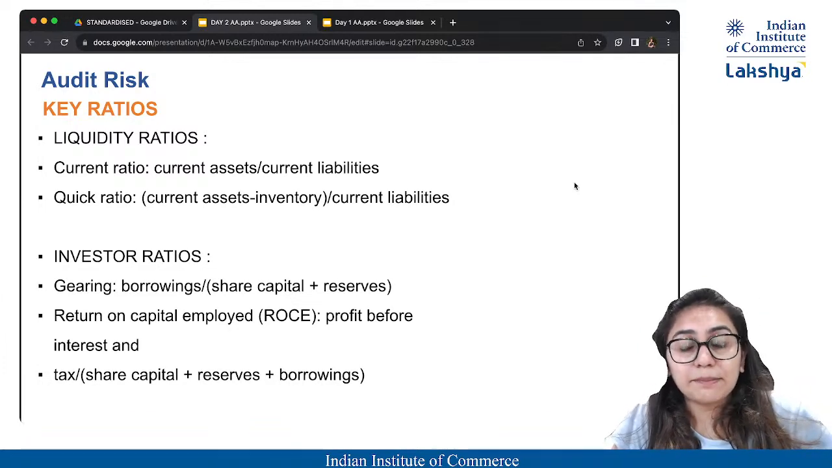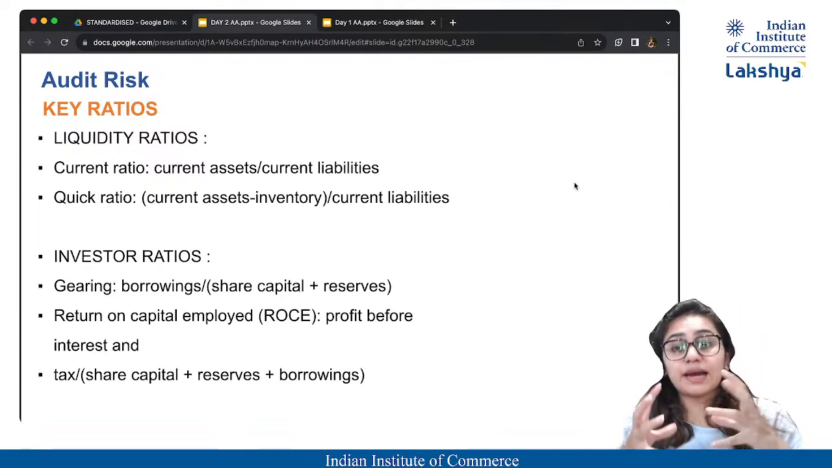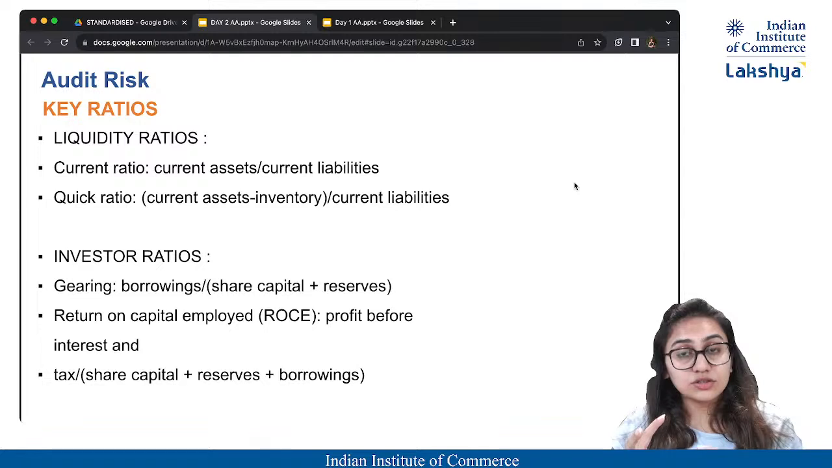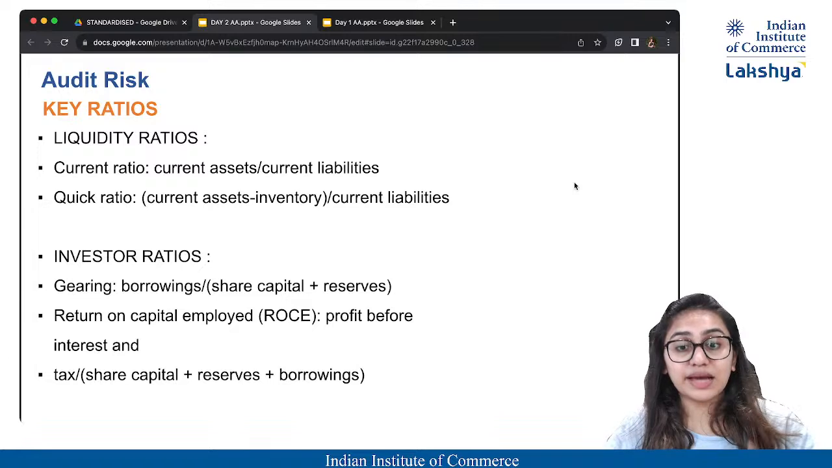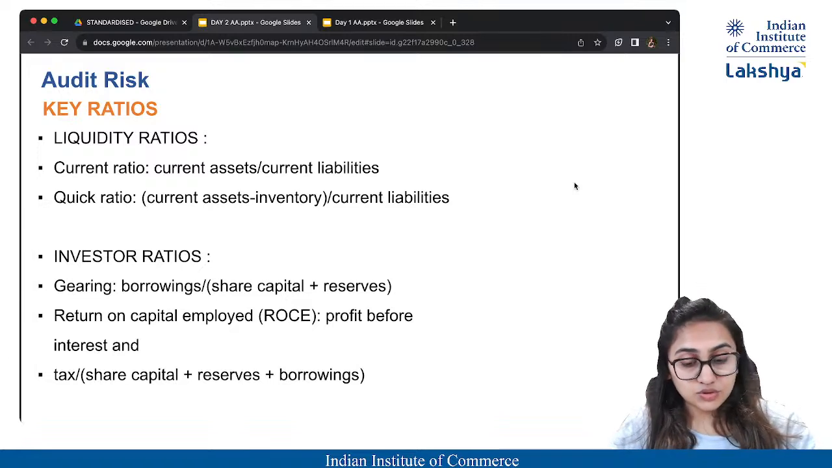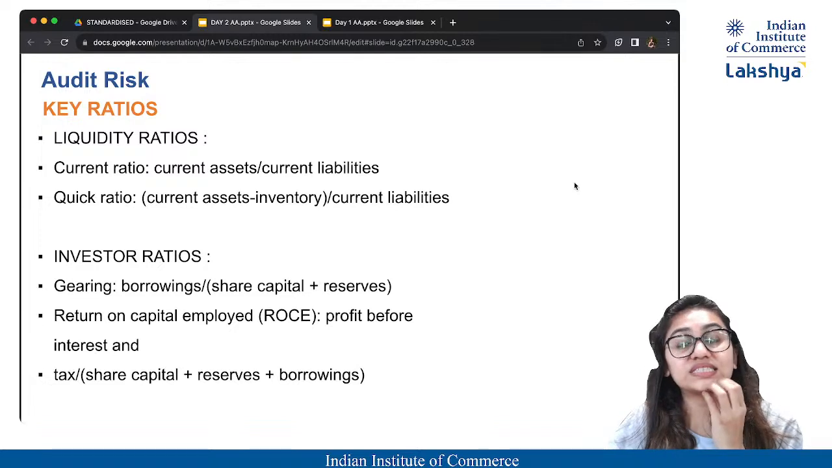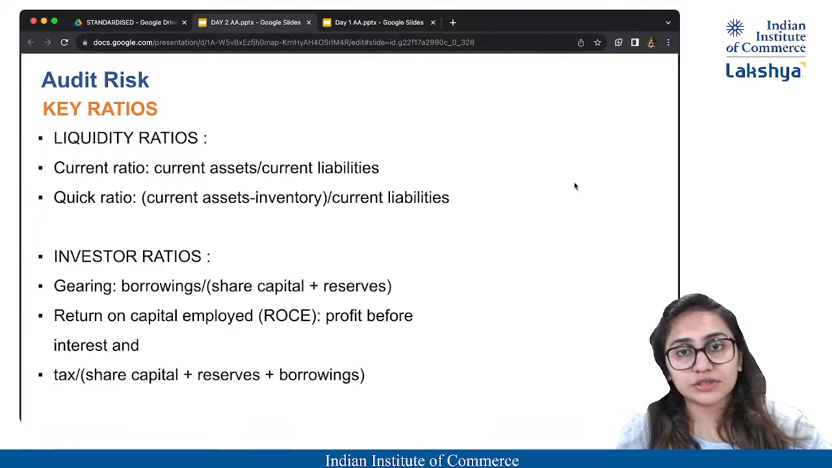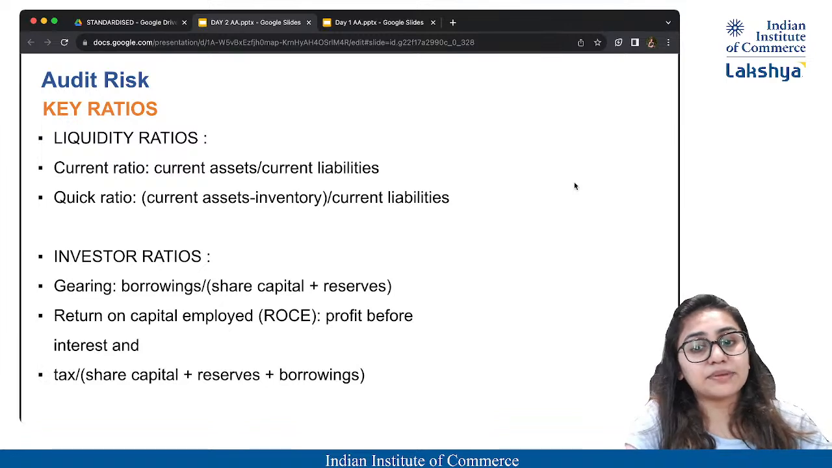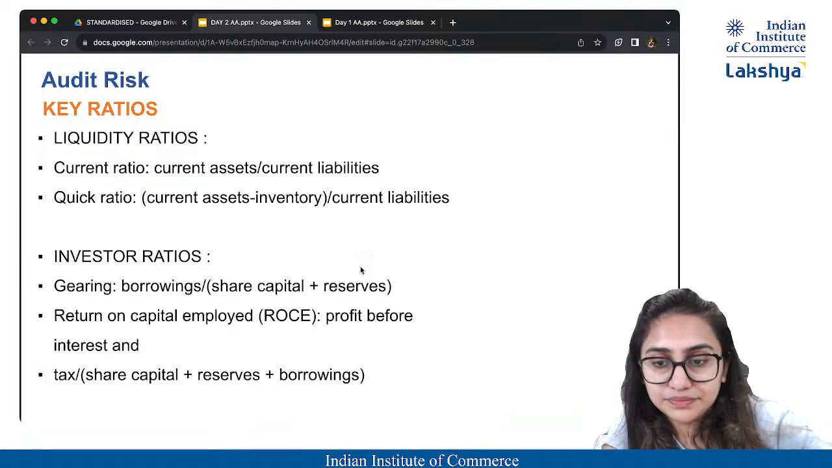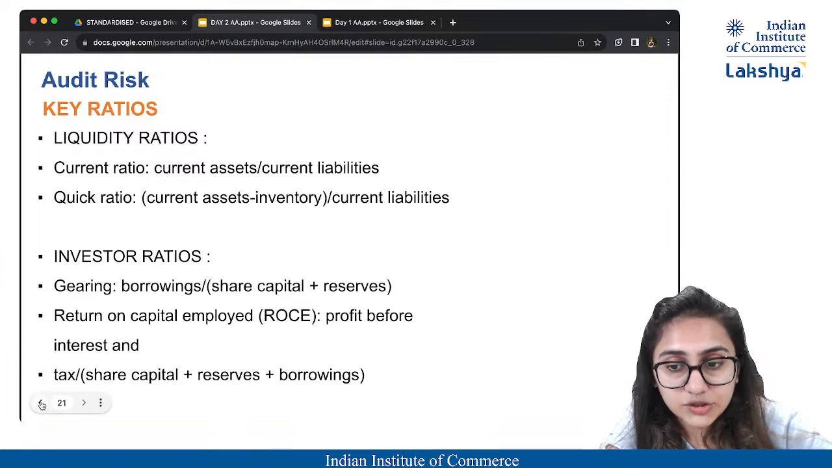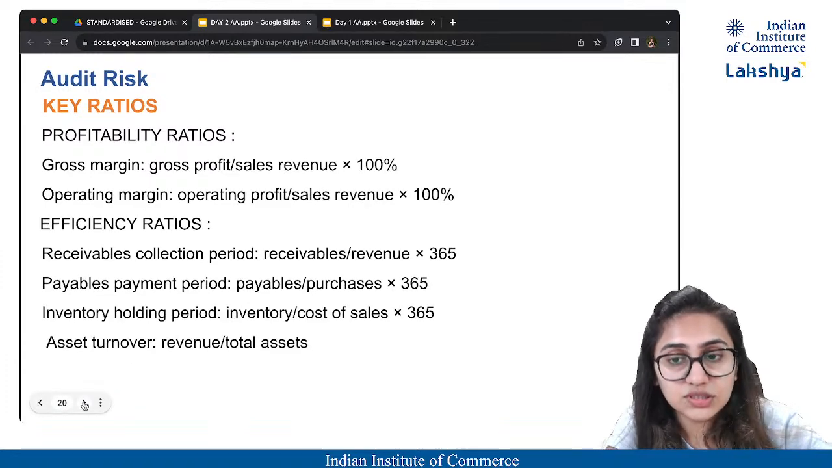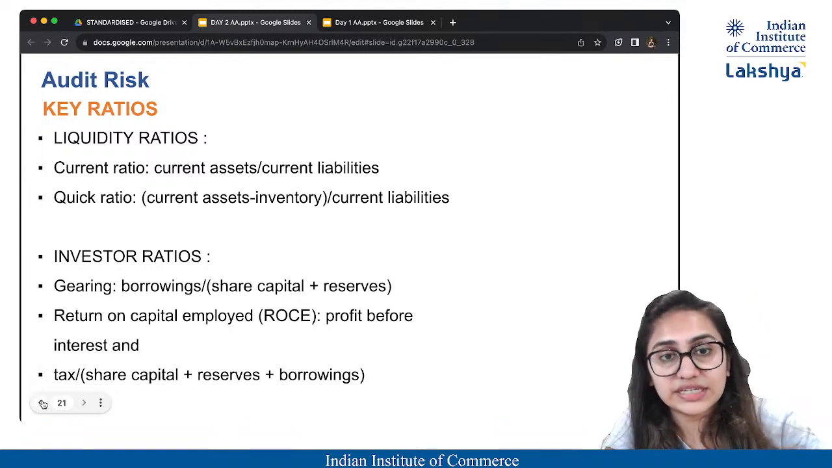Then return on capital employed, ROCE: how much return I am getting in comparison with the capital that I have applied. So if the capital that I have put into the business is 1 lakh, on that 1 lakh how much return am I earning. So it is return upon capital employed. So that's it with the key ratios. We have profitability, efficiency, liquidity and investor gearing ratios.